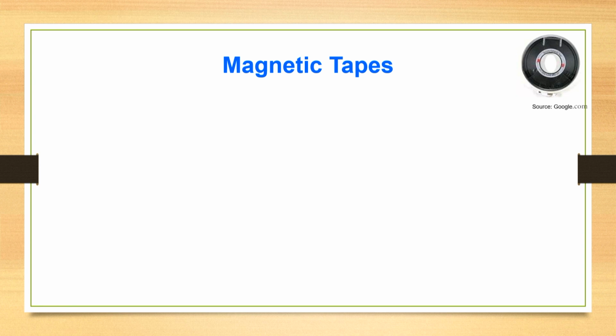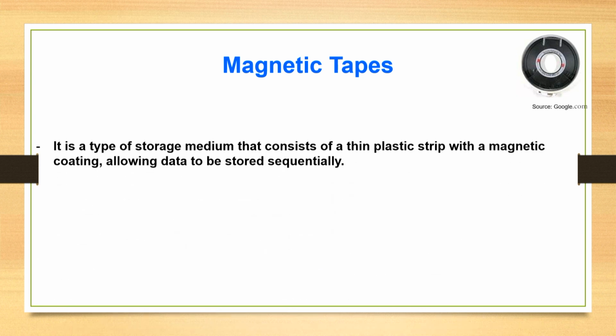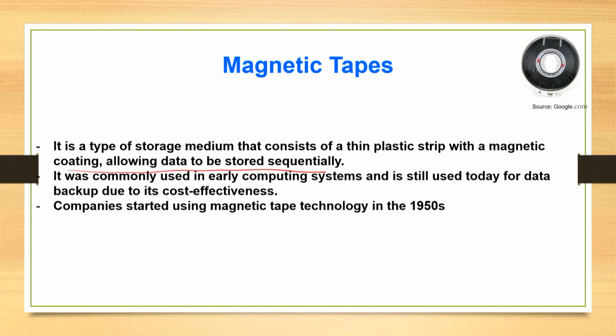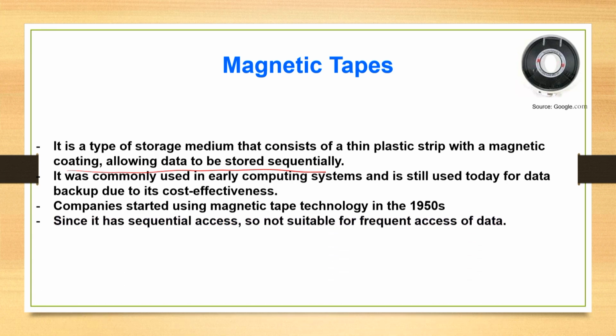Magnetic tape I have discussed last, because this uses sequential access, and it is a storage medium that consists of thin plastic strips with a magnetic coating, allowing data to be stored sequentially, not randomly. Nowadays it is not that popular. It was a technology used in the 1950s, and data is written in the tracks of the tape.